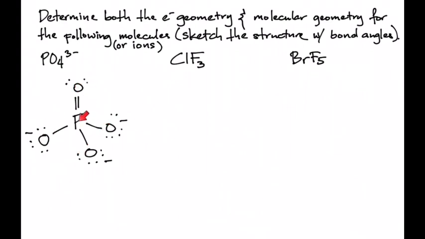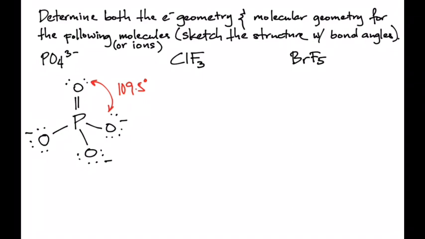And as you can see, the phosphorus atom has a total of 4 electron groups. And so because it has 4 electron groups, the electron geometry is going to be tetrahedral. And a tetrahedral molecule has bond angles that are 109.5 degrees. And so because all of the electron groups here are bonding pairs, the molecular geometry will also be tetrahedral. Okay, so electron geometry and molecular geometry are both tetrahedral for the phosphate ion.